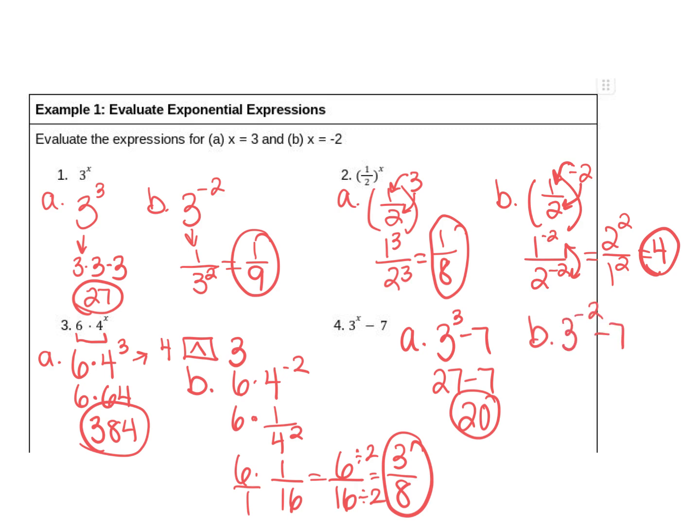So negative 2 means we have 1 over 3 squared. That's 1 over 9. Ew, we gotta subtract with a fraction. So we're gonna need a common denominator here. So me thinks it's gonna be 9. What do you guys think? So I'm gonna multiply top and bottom by 9. 1 over 9 minus 9 times 7 is 63. So we're going to be left with a negative 62 over 9.